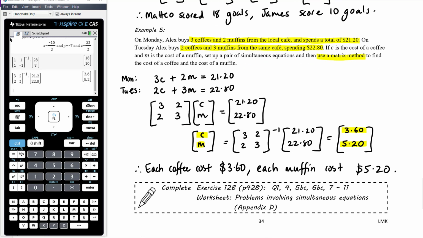Okay, so 2 lots of work here today. Exercise 12B is just practicing sort of solving the simultaneous equations, and then the worksheet in Appendix D is some more worded problems where you actually need to generate the equations yourself first and then go on to solve them using a matrix method.